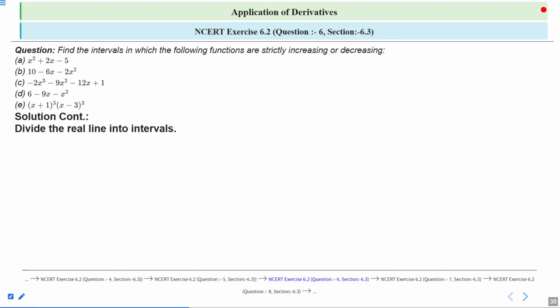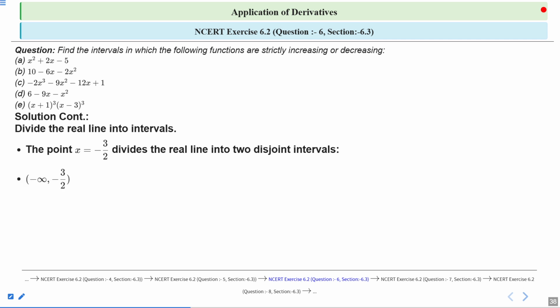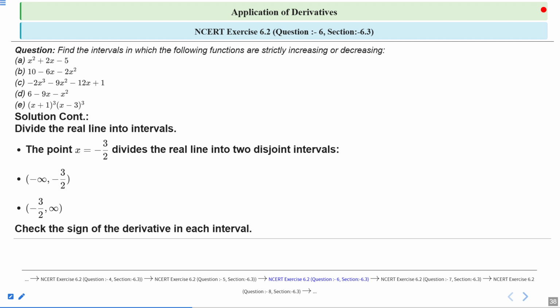Now divide the real line into the intervals. The point x equal to minus 3 by 2 divides the real line into two disjoint intervals, which is minus infinity to minus 3 by 2 and minus 3 by 2 to infinity, right? Check the sign of derivative in each interval.